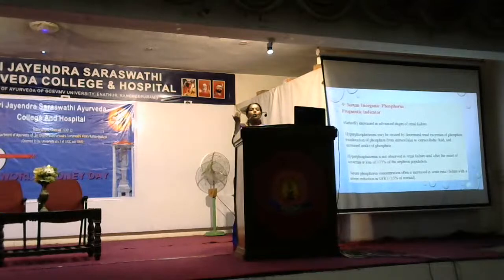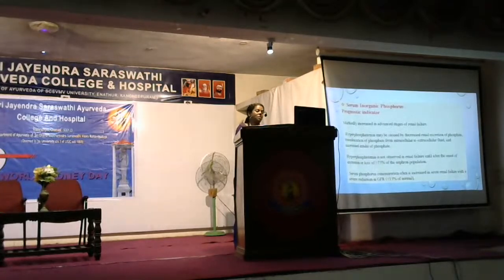Then there are many electrolyte measurements, but the most important is serum inorganic phosphorus. Hyperphosphatemia will be seen in renal conditions or renal failures, mostly in the end stage. When we observe hyperphosphatemia in a person, it indicates that 75% of the renal damage has happened. And hyperphosphatemia is a prognostic indicator also. Whether the condition is heading for a good prognosis or a bad prognosis, we can assess from the phosphorus level.